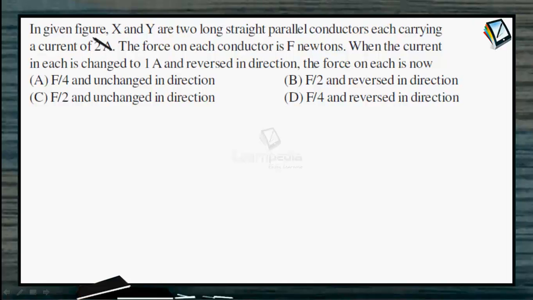In the given figure, X and Y are two long straight parallel conductors, each carrying a current of 2 ampere. The force on each conductor is F Newton.